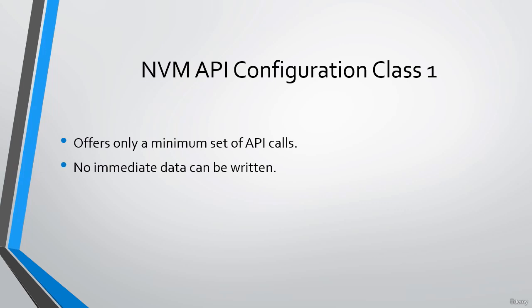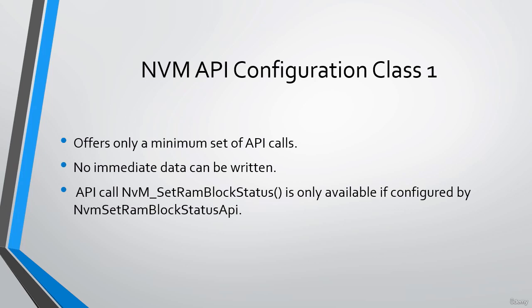In that case, for example, NVM write all, which is called at the shutdown phase, at that time maybe we can update the value. So that's the two kinds of data storage. In this configuration class, we are not supporting the immediate data.